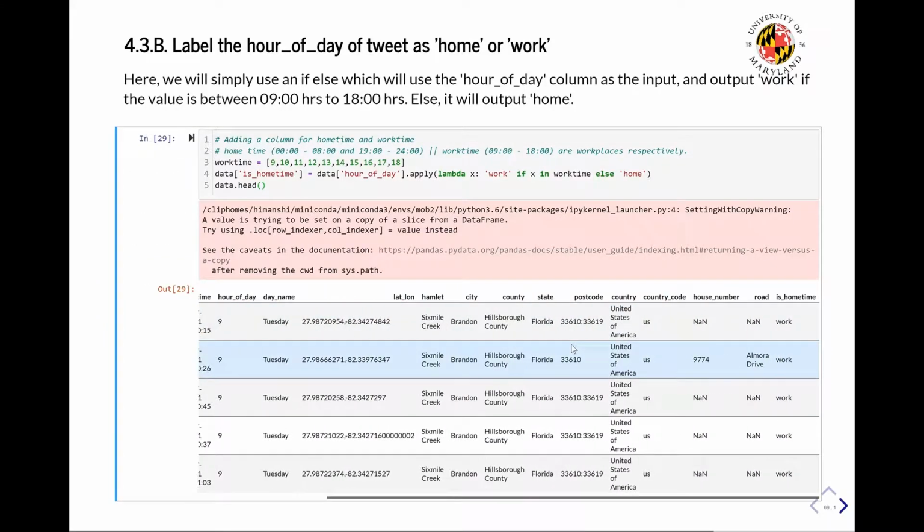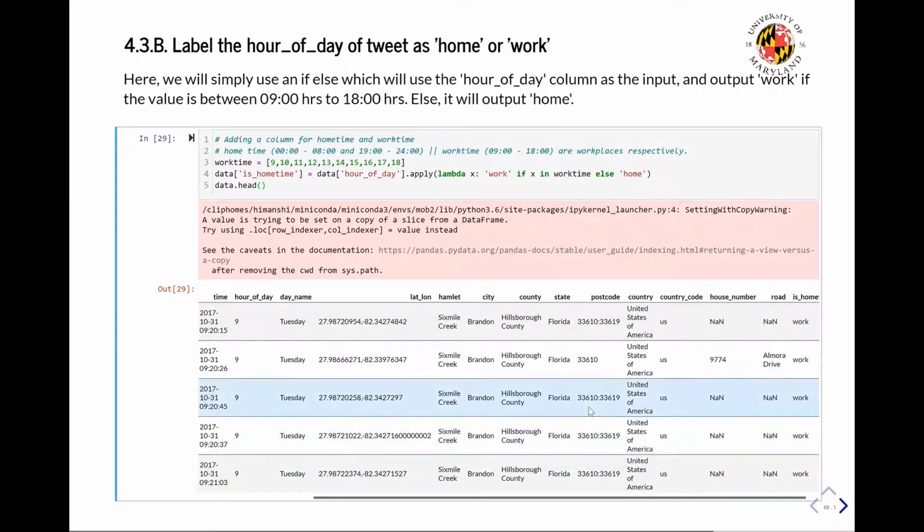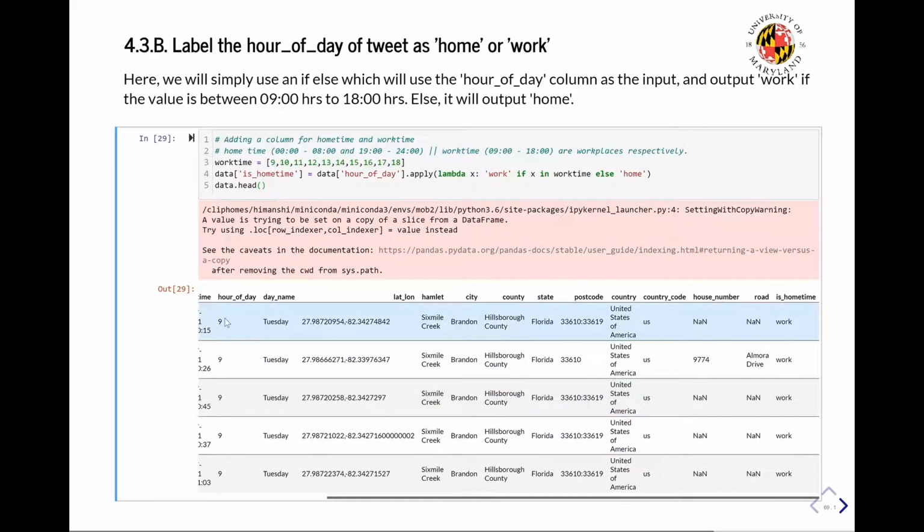So this is our new column, is home time. As you can see, the hour of the day is 9 over here. So since 9 is considered as work time, the data here in this home time column is work. But if it was something which was not included in this set, then it would have been home.